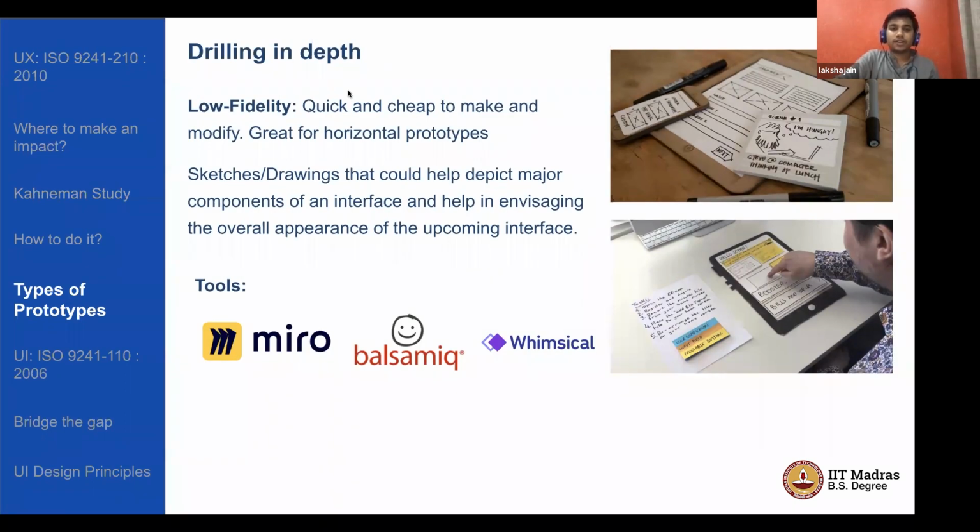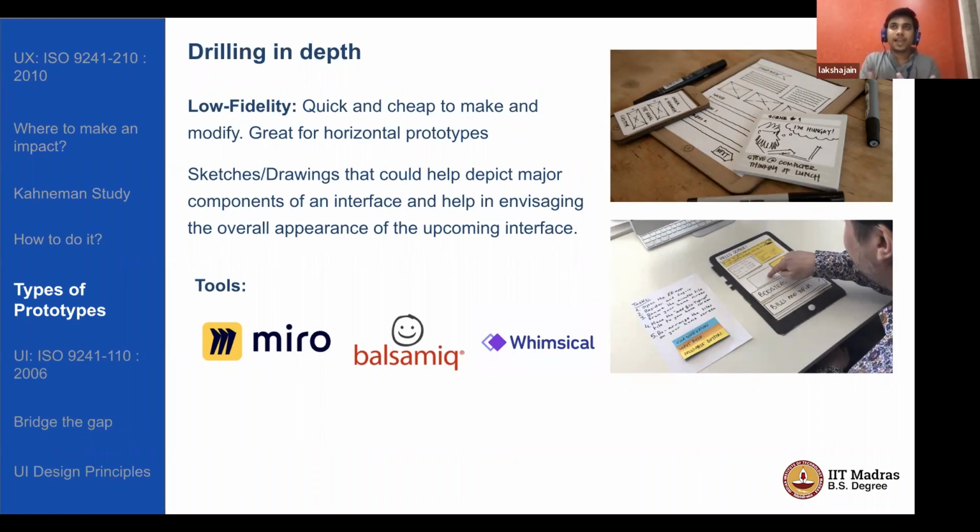Drilling in depth about what the horizontal and vertical prototypes have to offer, there are low, medium, and high fidelity prototypes. The low fidelity prototypes are quick and cheap to make and modify. They are great for the horizontal prototype where brainstorming sessions are incorporated. For example, the sketches and drawings could help depict major components of an interface and help in envisaging the overall appearance of how your user interface will look once it is turned into something high fidelity.